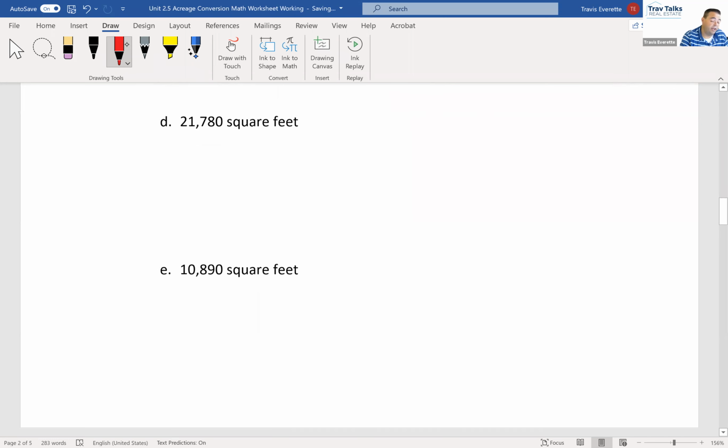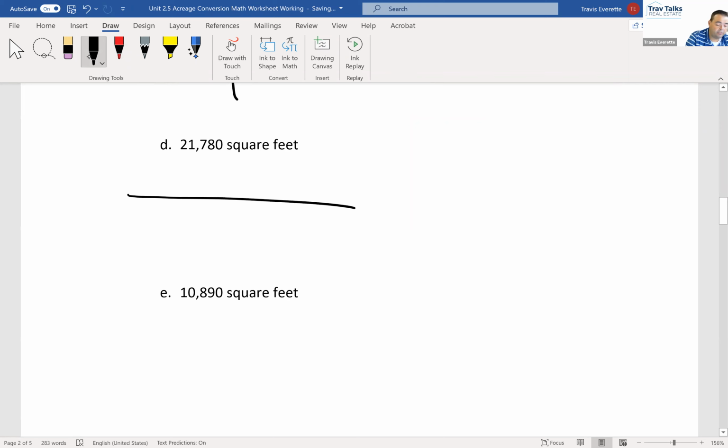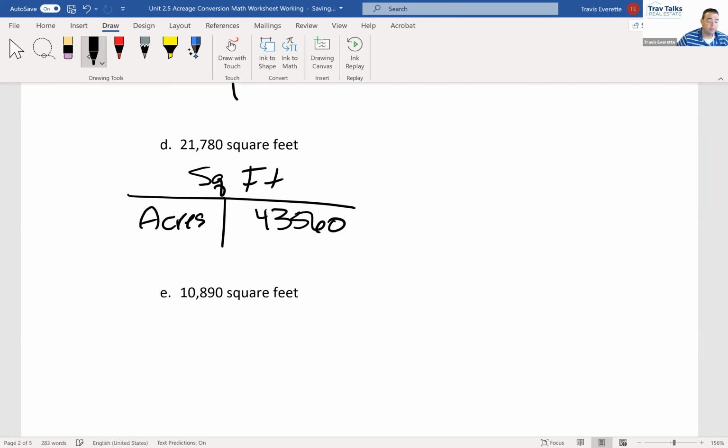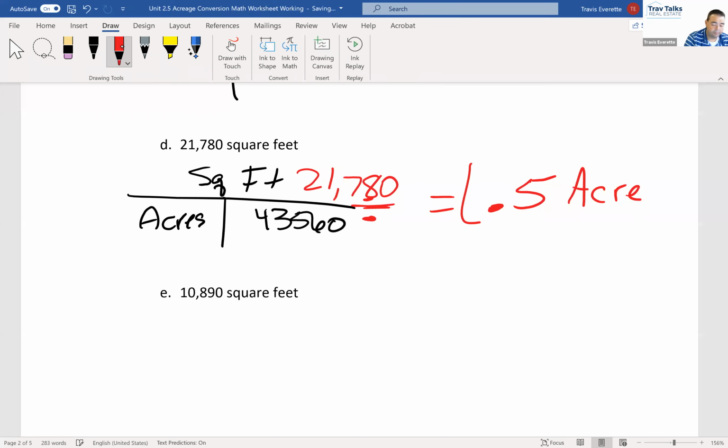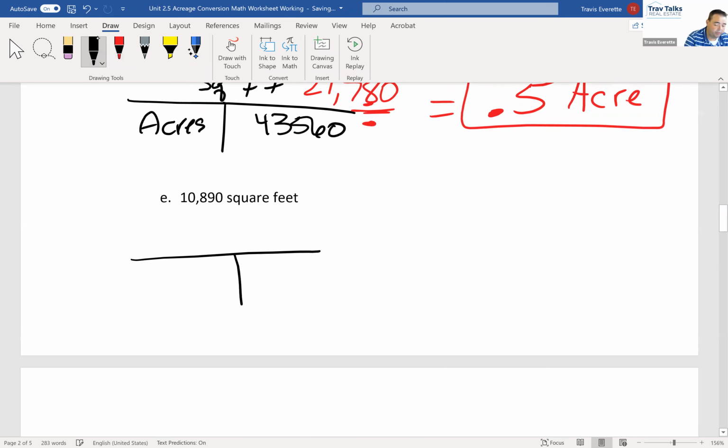And then finally, or not finally, there's actually two more, I'm sorry. D, we've got the same formula again: square footage on top, acres and 43,560 down here on the bottom. What information did they give us? Well, they gave us 21,780 square feet. And we know that's top and bottom from our 43,560, so we're dividing. 21,780 divided by 43,560 is exactly 0.5, or half an acre. And then this E here, we'll do the same thing again. We'll put square footage up there, acreage down here on the bottom with our 43,560 number.